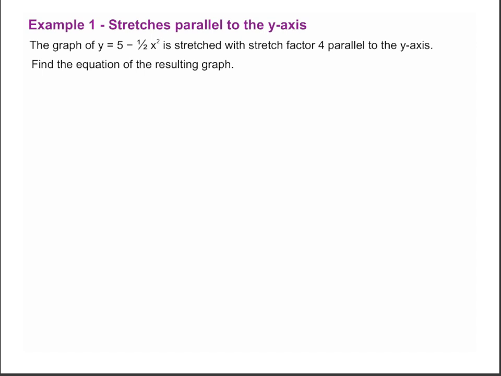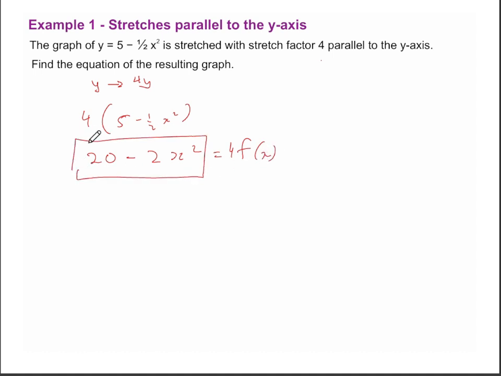The first one being the graph of y equals 5 minus half x squared is stretched with scale factor 4 parallel to the y-axis, meaning whatever y value there is, what will happen? It will become 4y, which means if y initially was 5 minus half x squared, what will become 4 times (5 minus half x squared). And so 4 times 5 is 20. 4 times negative half is negative 2x squared. And that's going to be your new function, which is going to be your 4f of x. And this is going to be your new function.